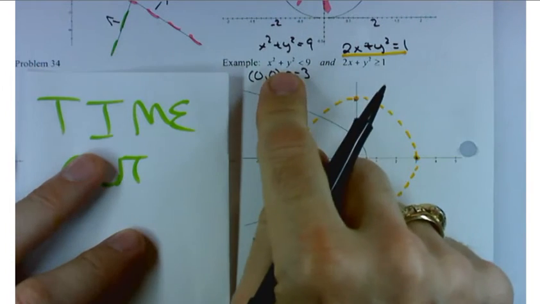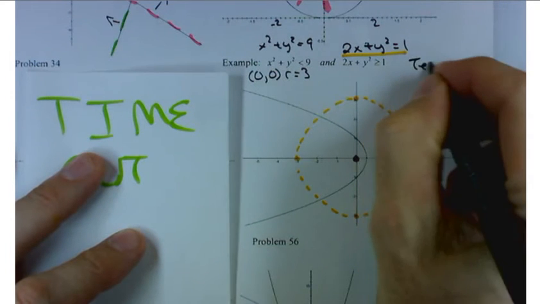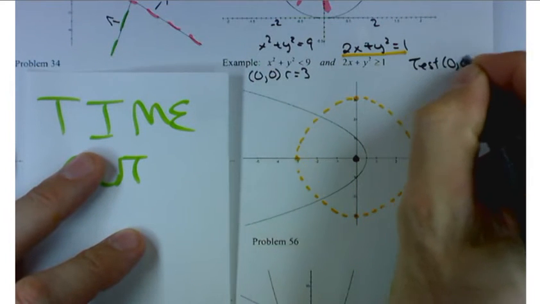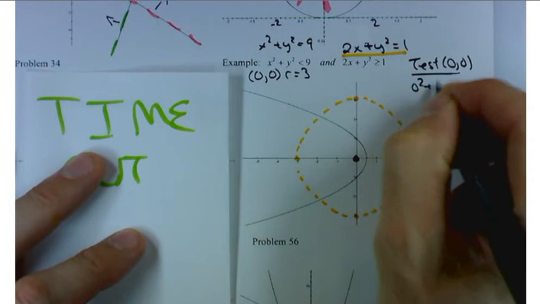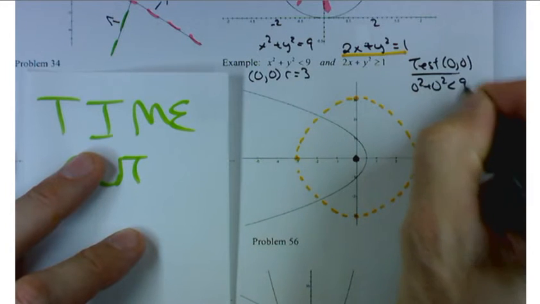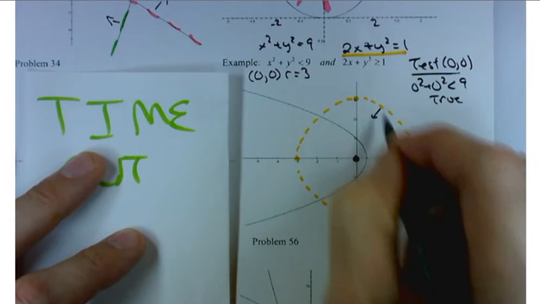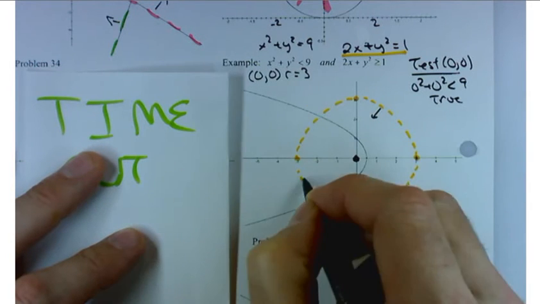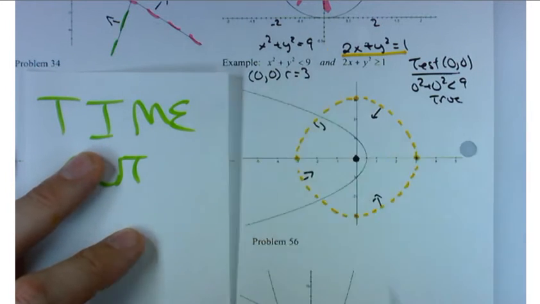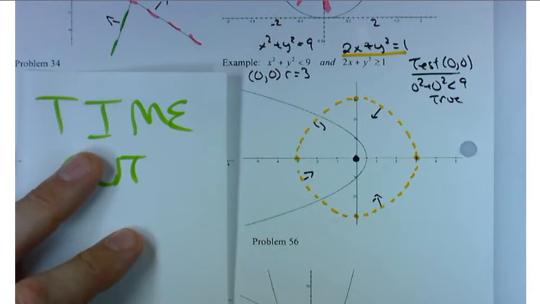Let's start with the circle. We'll test 0, 0 in there. 0 squared plus 0 squared is less than 9. That's true. So let me just note for the record that I'm going to shade inside. And then let's work with the other region.